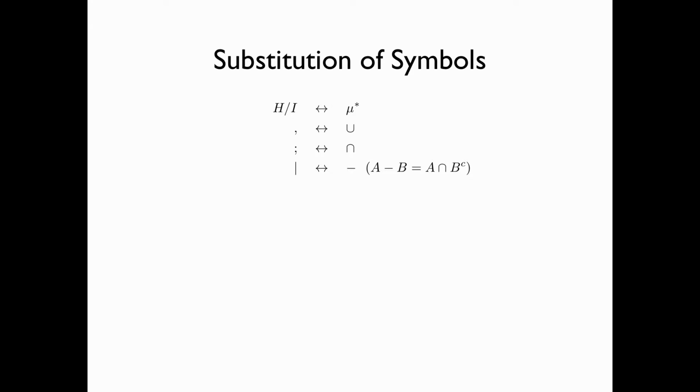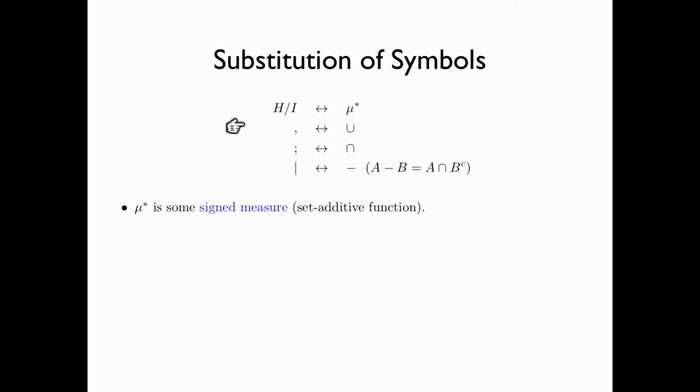So what is the precise relation between information measures and set theory? Here, we introduce a formal substitution of symbols. On the left-hand side is a set of symbols in information theory. On the right-hand side are the corresponding symbols in set theory. Specifically, H or I, which represents entropy or mutual information in information theory, corresponds to mu star in set theory, where mu star is some signed measure or set additive function.